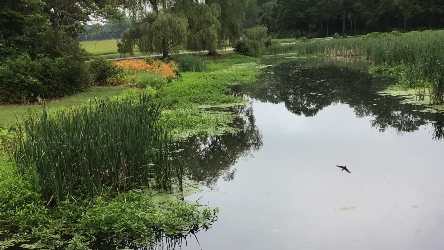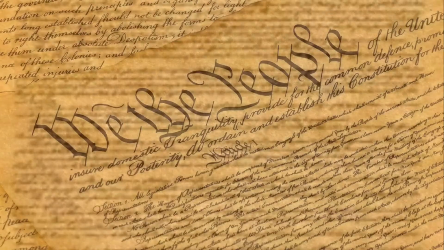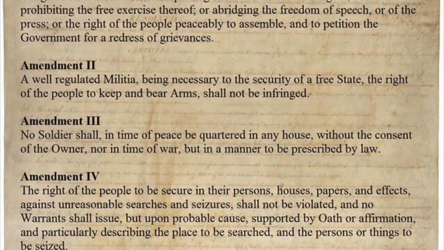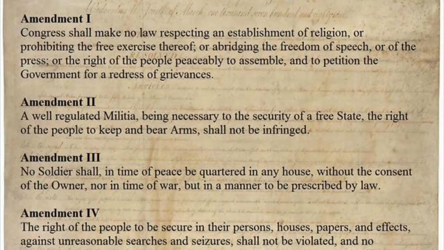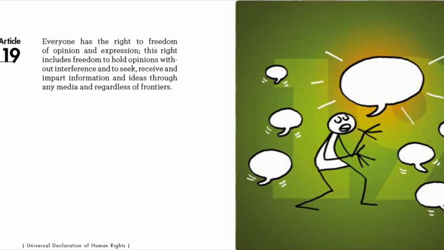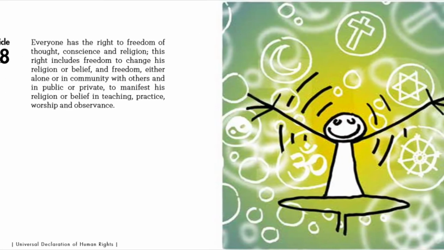Have you heard these freedoms before today? Maybe a little bit differently worded? I quote, "Congress shall make no law respecting an establishment of religion, or prohibiting the free exercise thereof, or abridging the freedom of speech, or the press, or the right of the people peacefully to assemble and to petition the government for a redress of grievances." First Amendment to the United States Constitution, March 4th, 1789. They are also Articles 19 and 18 of the Universal Declaration of Human Rights.